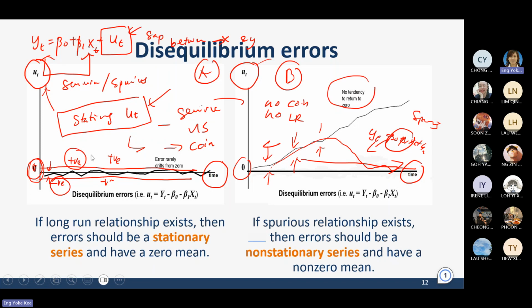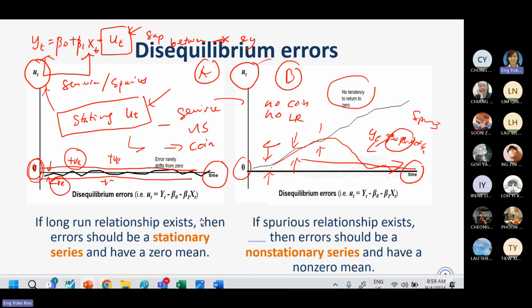This is what we want: that the residual between the two is a stationary pattern. What we worry about is that when the gap between X and Y is non-stationary over time, it can be increasing or decreasing. As long as there is a gap and the gap is increasing or changing over time, this is the thing that we worry about.